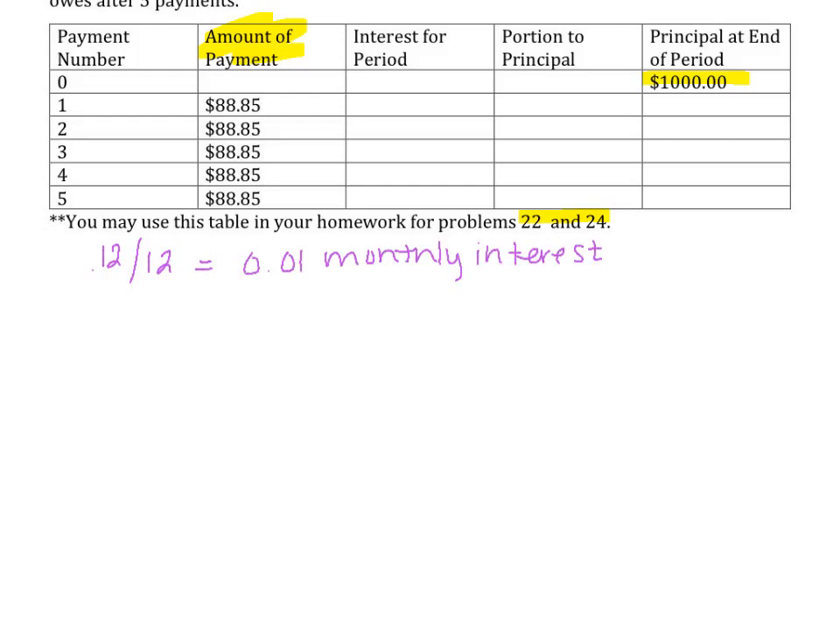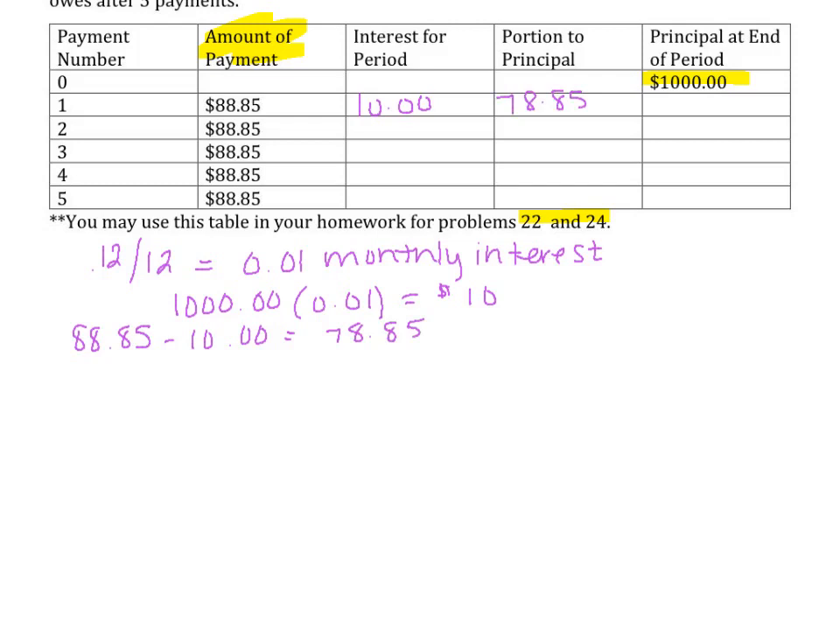So if I were to take my starting balance of $1,000 and multiply that by 0.01, our first payment, $10, would be going to interest. Well, if $10 is going to interest and my payment is $88.85, if I subtract the $10 from there, that means that $78.85 is going to principal. Well, then to figure out how much is left at the end of that payment, we simply take $1,000 and subtract $78.85, and we'll see that she now only owes $921.15.